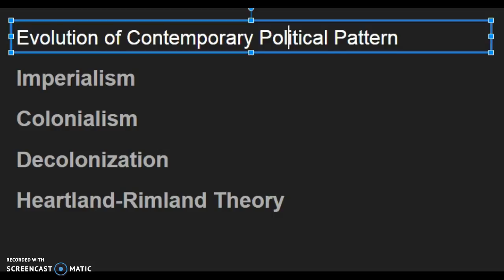The policy of containment was a direct offshoot of Mackinder's Heartland-Rimland theory after World War II. The United States joined several European countries in various regional alliances, for example, the North Atlantic Treaty Organization, to prevent Soviet domination of Europe.